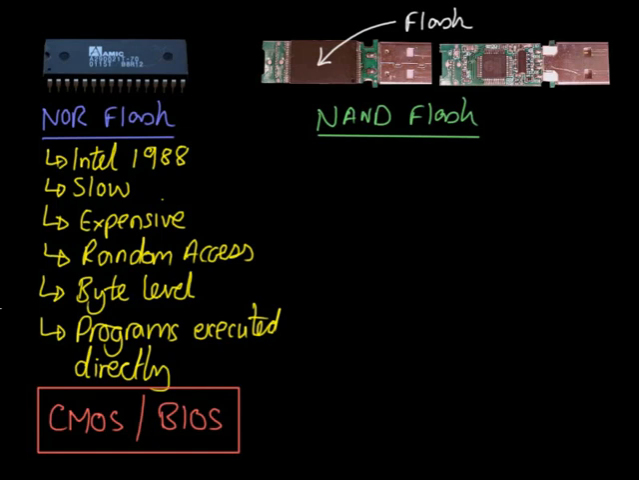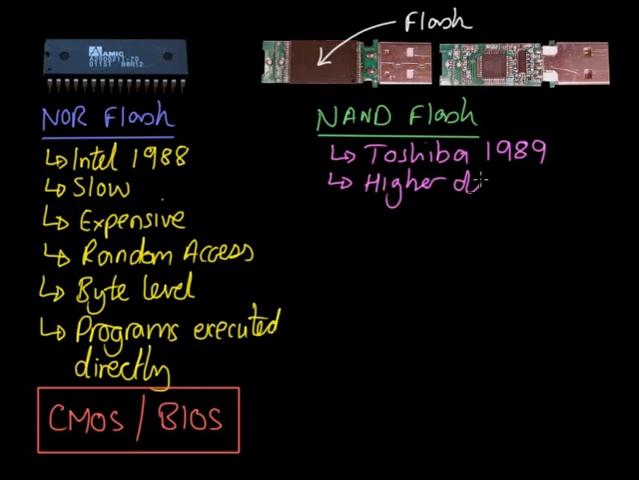NAND flash was invented by a company called Toshiba. Again, you'll have heard of them, hopefully. Just after NOR flash was invented, in 1989. It has the massive advantage that it can be packed onto the chip in a much higher density. So I can have a lot of storage per square millimeter.